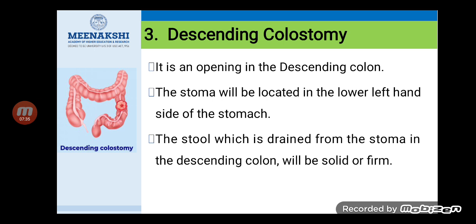Next is the descending colostomy. It is an opening in the descending part of the colon. The stoma will be located in the lower left hand side of the stomach. The stool which comes out of the stoma will be solid or firm in nature.